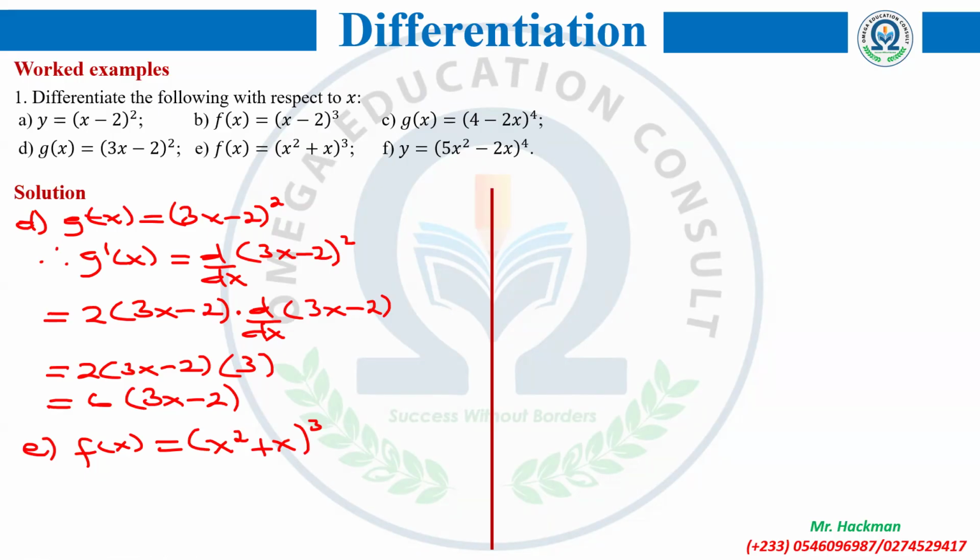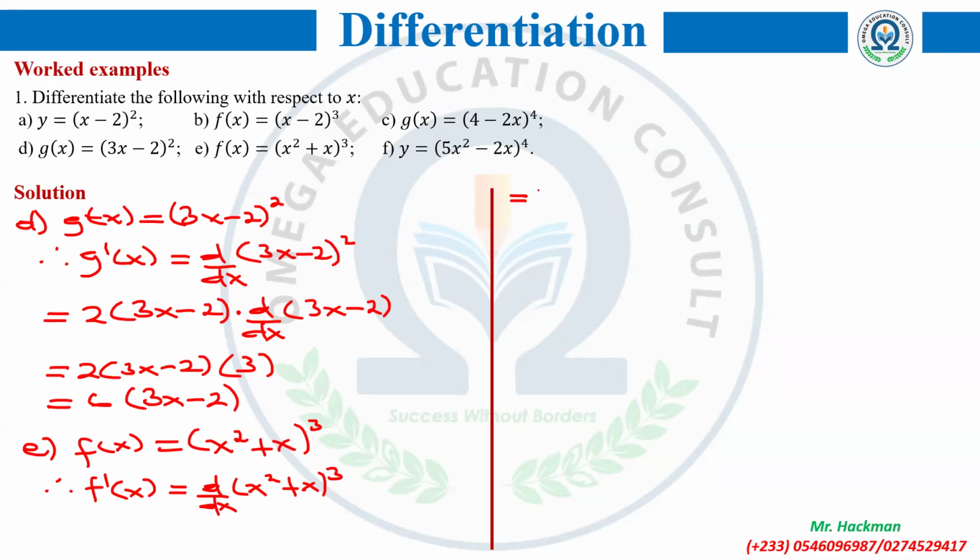Bring the power down, keep your function, reduce the exponent by 1, then multiply by the differential of that function that has the exponent. So I'm asked to find d/dx of f of x, which is f prime of x. That should be equal to d/dx of x squared plus x, all cubed. My operator is affecting the whole of that function to a certain power, so it's a composite function.